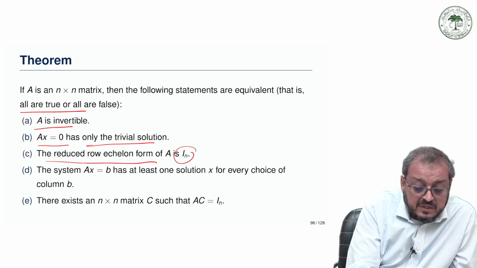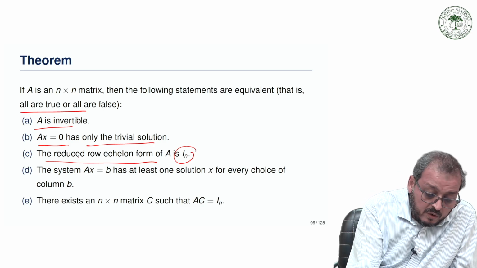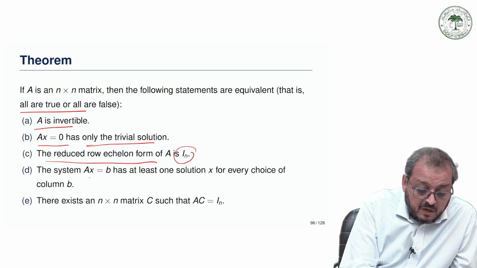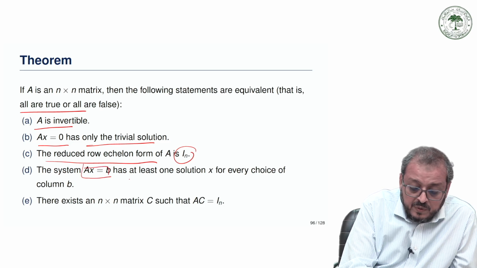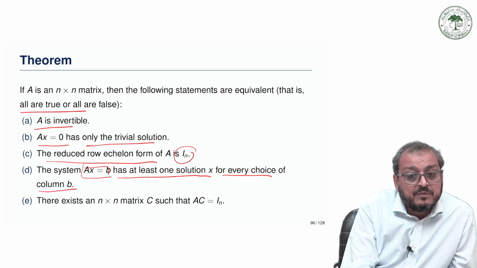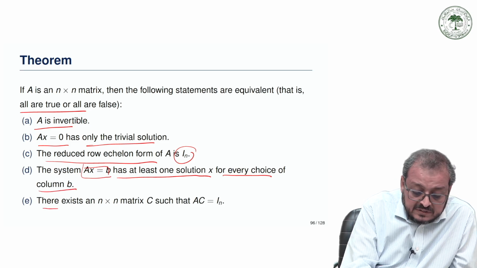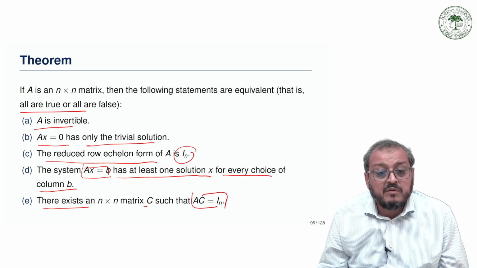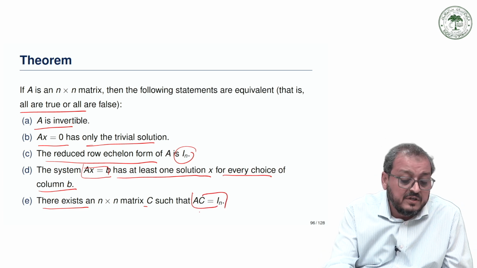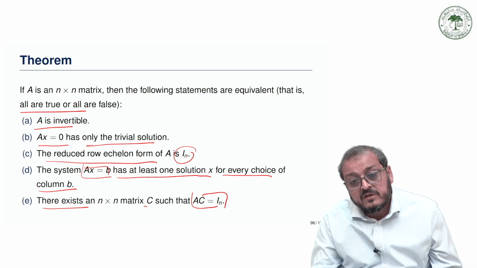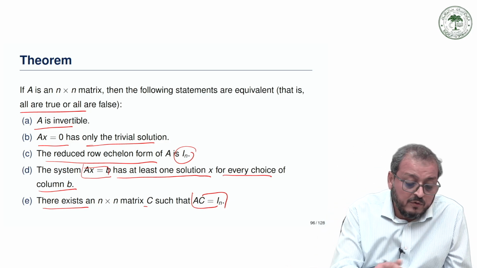If A is invertible, then the reduced row echelon form is always the identity. The system Ax is equal to B has at least one solution for X for every choice of column B. So there exists an n by n matrix C such that AC is equal to identity. By the definition, if A is invertible, then there exists a matrix C such that C is the inverse. So we have to try to prove this.